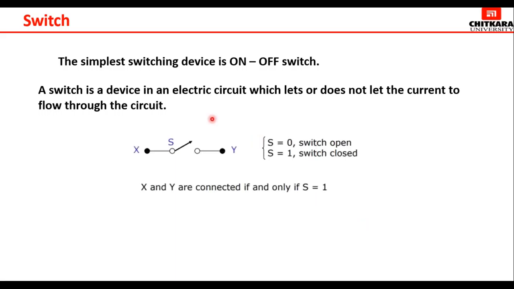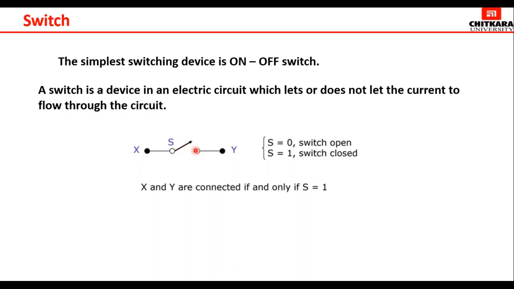So this is the normal symbol of how we write a switch. These are the terminals X and Y, and S is a switch. So if S is equal to 0, the switch is open. In this case, you can see that this line is not joined here. So here the switch is open. That means X and Y are not connected with each other, right?